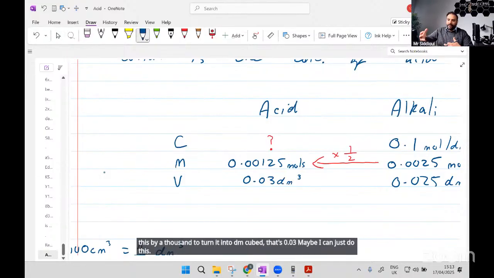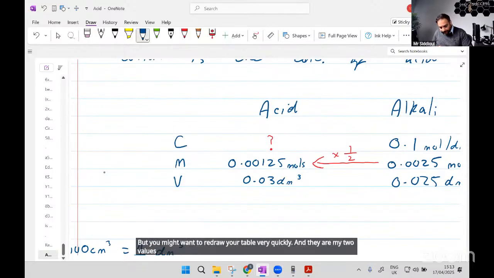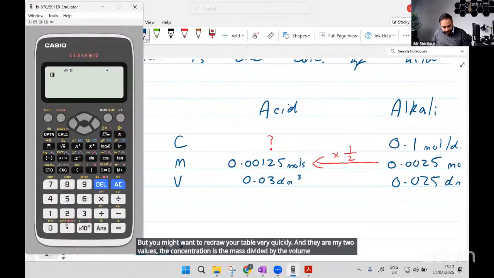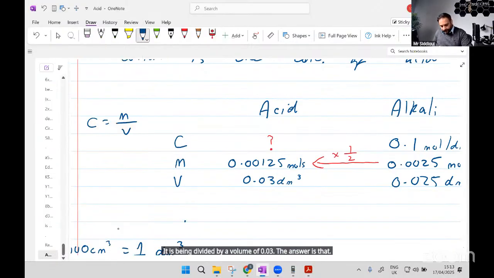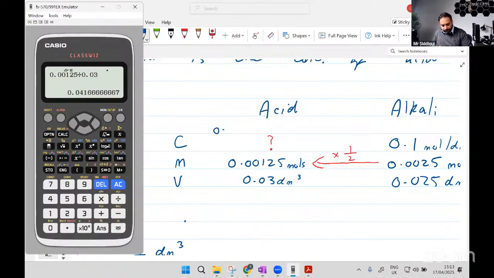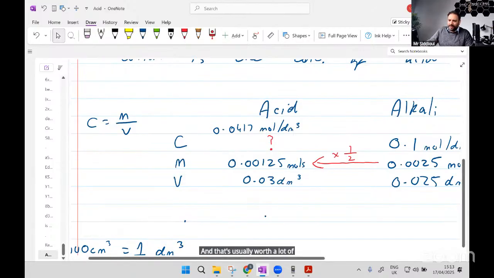Clearly, I can just do this. But you may want to redraw your table very quickly. And they are my two values. The concentration is the mass divided by the volume. My mass is 0.00125. It is being divided by a volume of 0.03. The answer is that. And that's usually worth a lot of marks, that whole procedure.